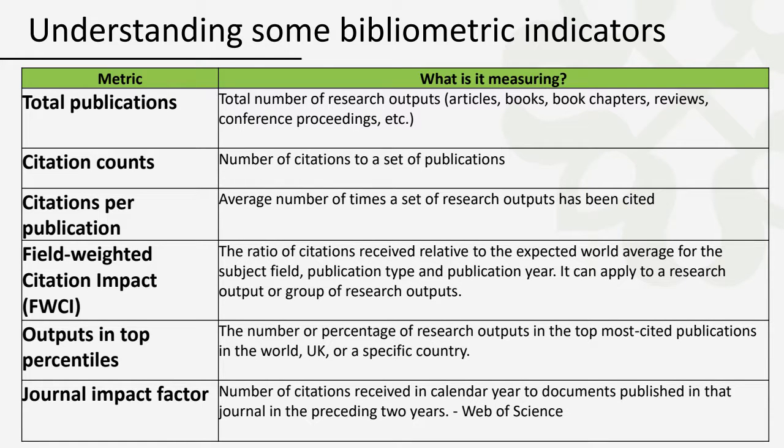And finally, the one that you're possibly the most familiar with, one that Sally mentioned earlier, is the journal impact factor. And this is the number of citations received in a calendar year to documents published in that particular journal in the preceding 2 years. Okay, and this one is available in the Web of Science and also in the Journal Citation Reports, which we will look at today. So the journal impact factor is proprietary to Clarivate, who own the Web of Science and the Journal Citation Reports.